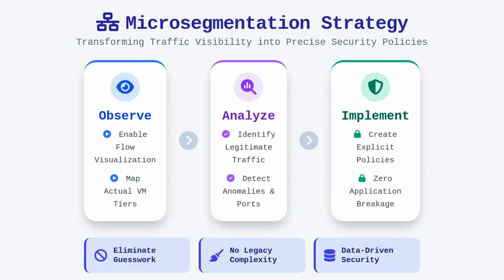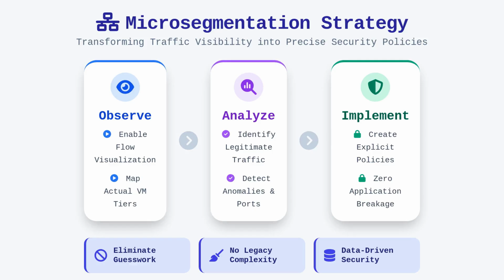When we transition to implementing microsegmentation, the flow visualization tool becomes your most valuable asset during the planning phase. Before you create any restrictive policies, you should enable this tool to observe and map the actual communication patterns between your virtual machine tiers. The tool provides a visual representation of the active flows, helping you identify legitimate interactions and potential anomalies that require attention.